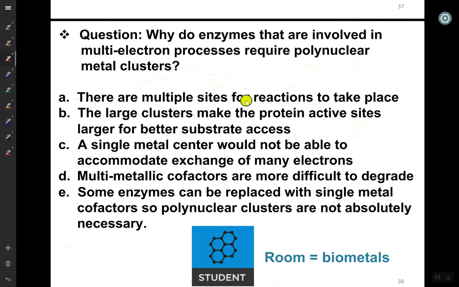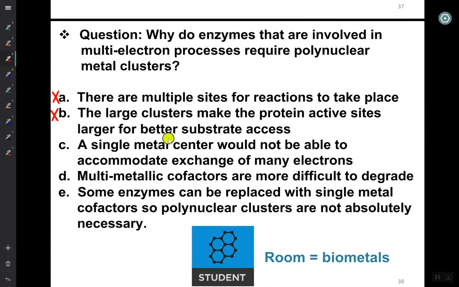A, there are multiple sites where reactions take place. That can be true, but often you want selectivity, so I would say that's probably not the best answer. B, the large clusters make the protein active sites larger for better substrate access. That has more to do with the active site environment. If the active site pocket is very open, you can fit a large substrate into it. If it's very narrow, then you can't. So I don't think that having multiple metals is necessarily important.